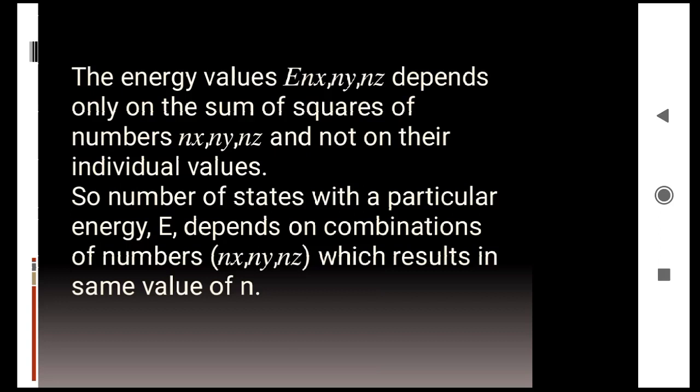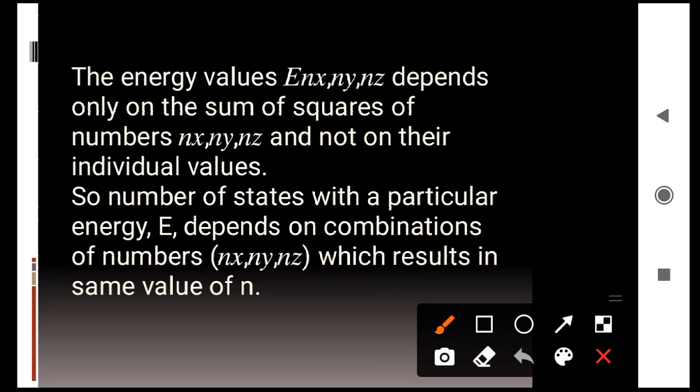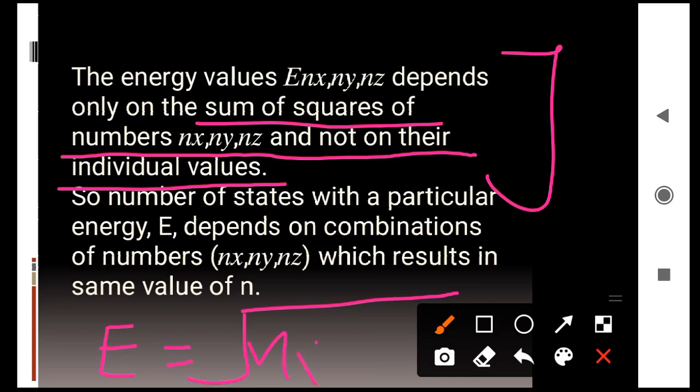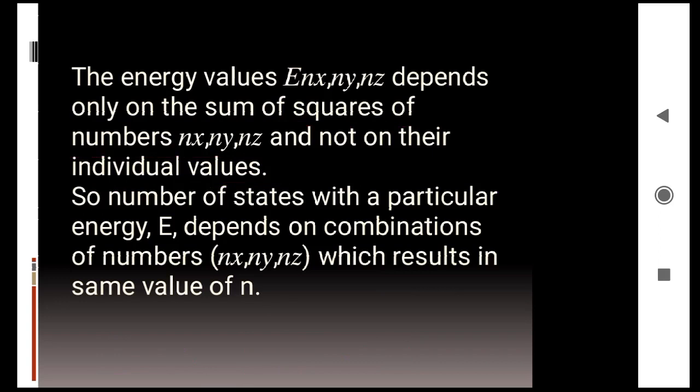Now, the energy value E depends only on the sum of squares of the quantum numbers nx, ny and nz, not on their individual values. This is the point which we studied in our particle in a box or Sommerfeld model, where we came to know that for a three-dimensional box, energy will depend on nx square, ny square and nz square. Okay, so that's the same thing.